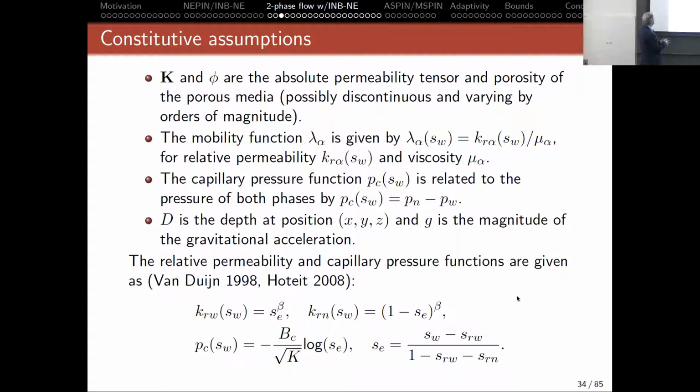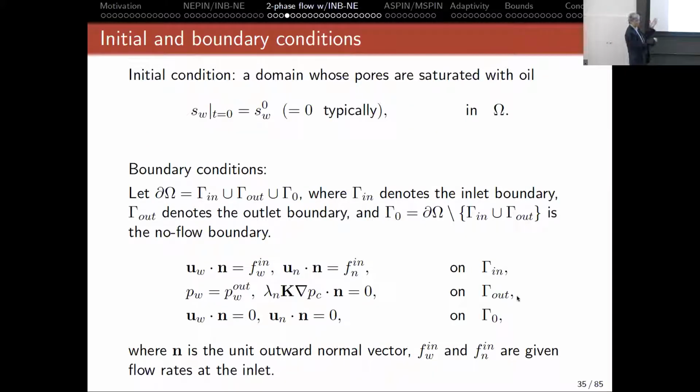K is a tensor, and it's anisotropic and inhomogeneous in general. It can range over many orders of magnitude, the porosity between 0 and 1, and various other physical effects that we either don't have time to explain well, or you know them all, depending on which side of reservoir modeling you're on. But the initial condition will be all the pores saturated with oil, and then we'll inject water in the middle and try to drive the oil towards the boundaries. And these are the input, outflow, and fixed boundary conditions.